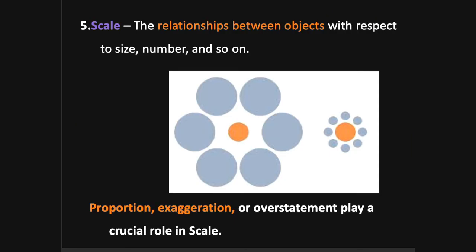Scale. And sometimes you'll see proportion, but proportion and scale go hand in hand again. So scale is just talking about the relationship between objects with respect to their number, their size, and so on. So you can play with proportions. You can over-exaggerate or understate them, and they play a vital role with scale.